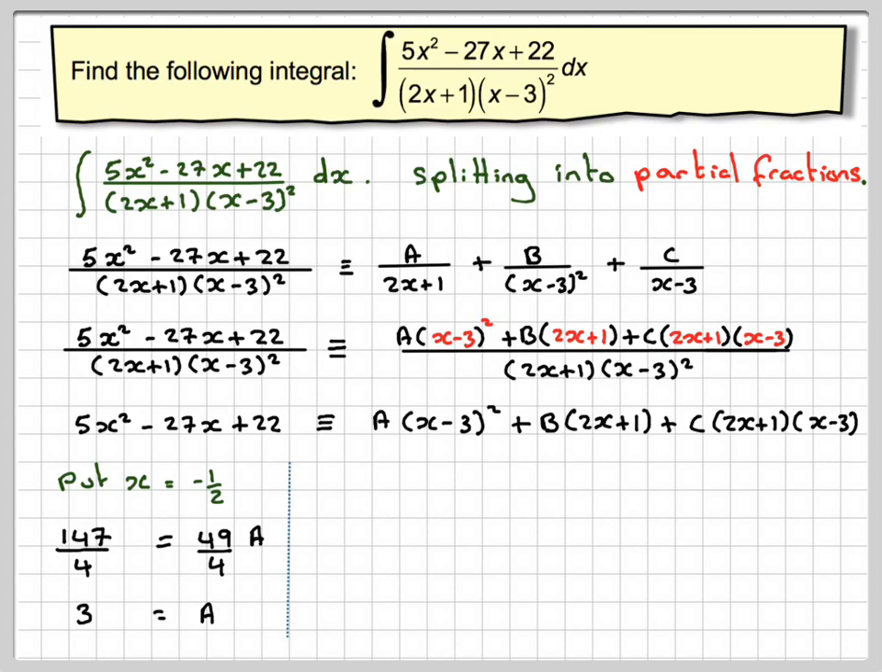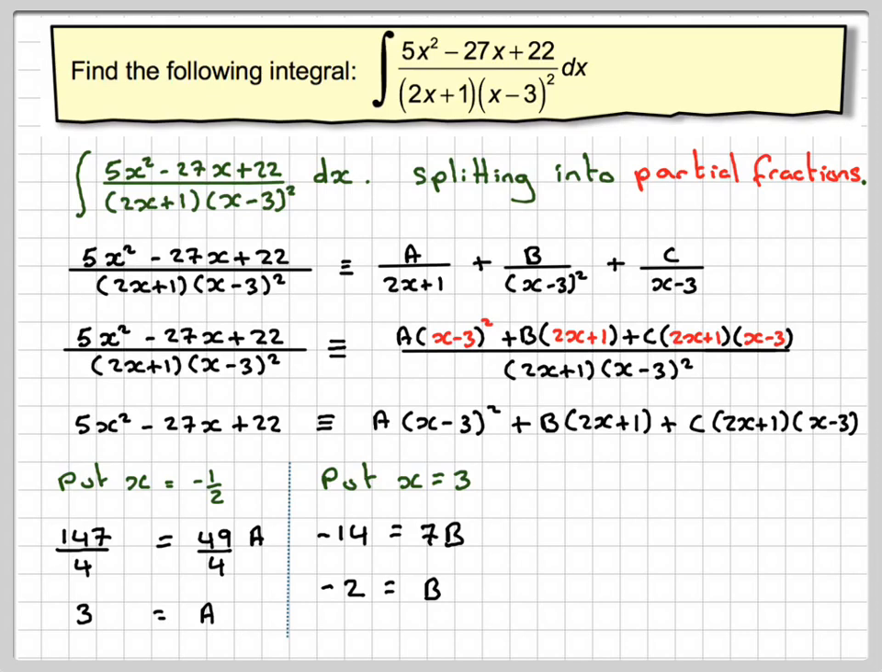Right, the next thing to do is to put x equal to 3, which will make that 1 and that 1 zero. So put 3 into here, you're going to get −14. Put 3 into here, you're going to get 7. That gives you B is equal to −2. Well, you can't put −1/2 or 3 in here because both times these will be equal to 0.